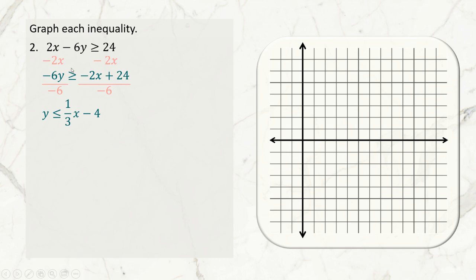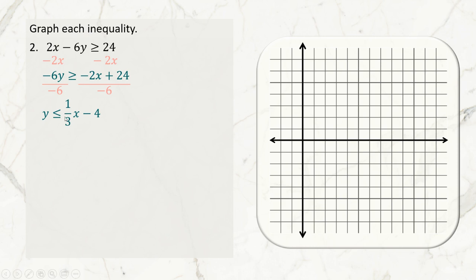Now I also flipped my inequality from greater than or equal to, to less than or equal to. And hopefully you guys knew we were going to do that because we're dividing by a negative. Remember, you always flip your inequality if you're dividing or multiplying by a negative number. So in this case, we're dividing by a negative number, so we flip the inequality. It's less than or equal to now.